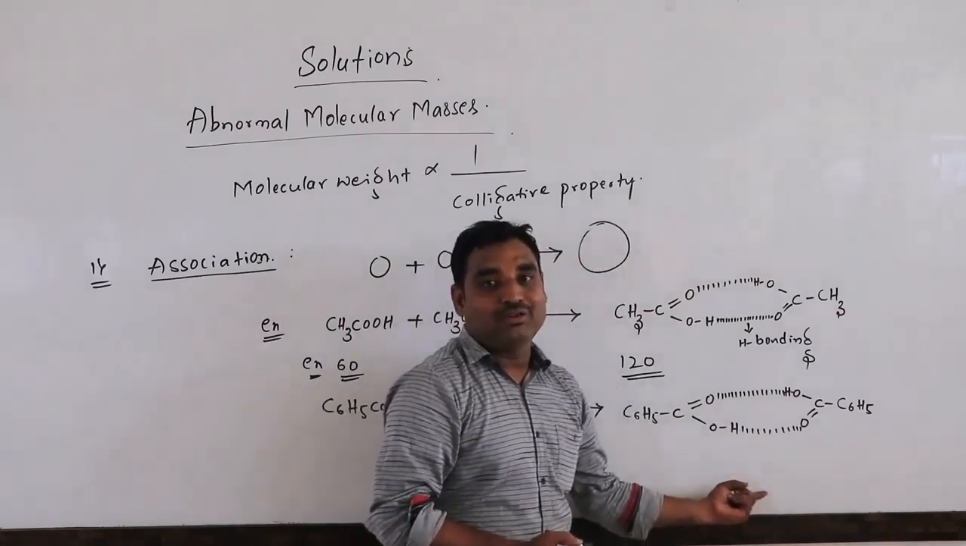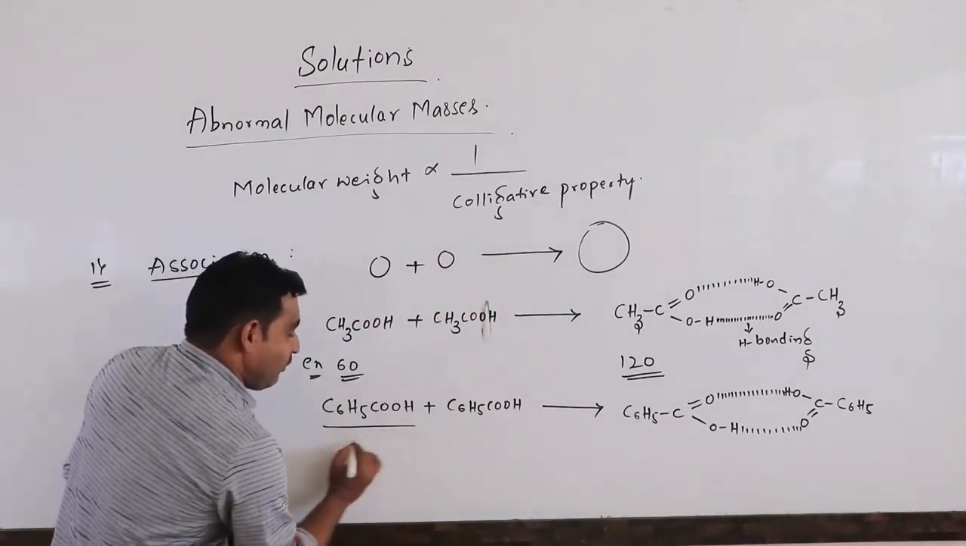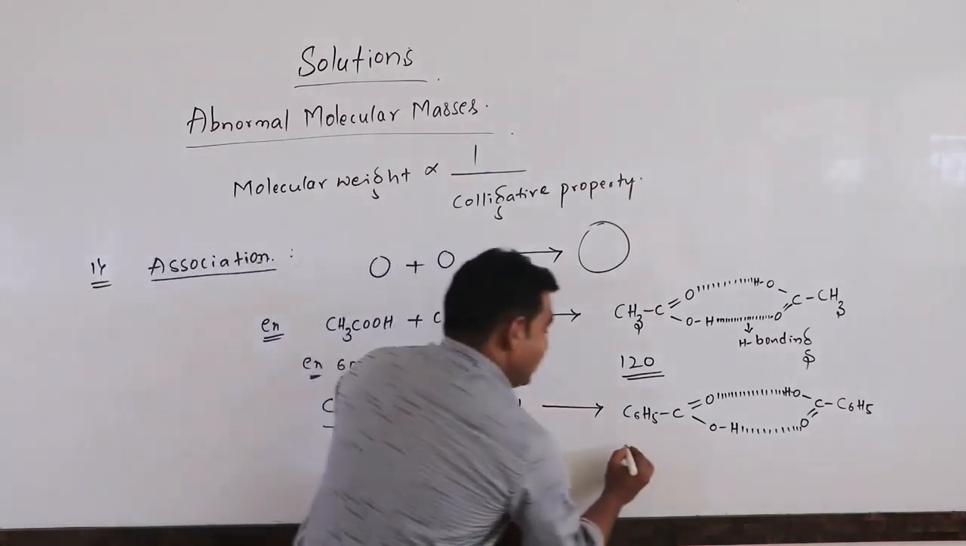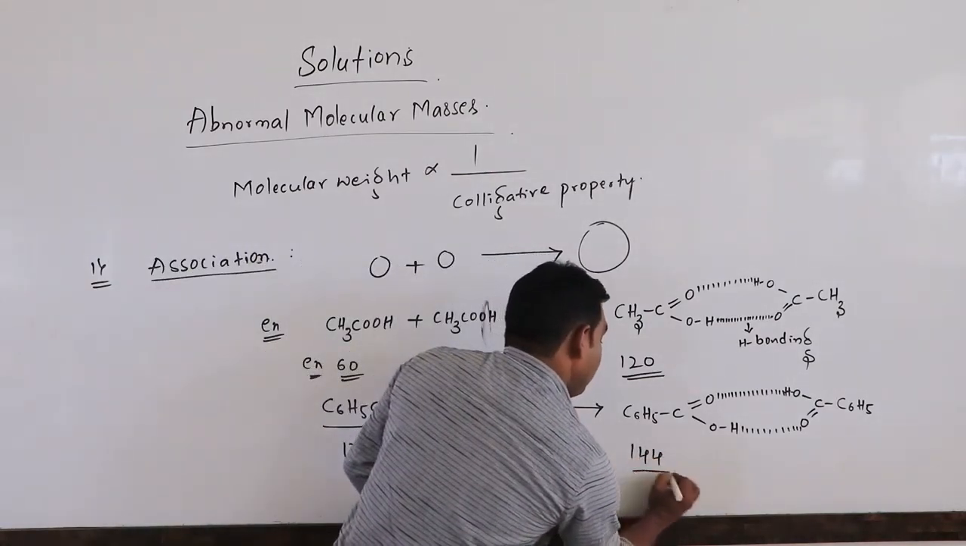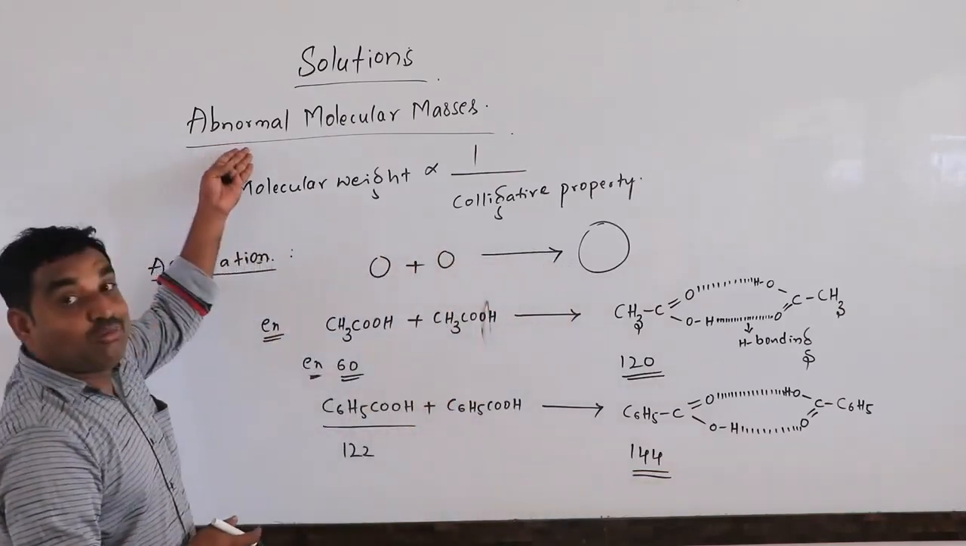Total number of particles will be less, hence we are getting more molecular weight. Exact molecular weight of benzoic acid is 122. So we will get exactly the opposite, that is double, 244 we are getting, more than the actual value. That is what we call abnormal.